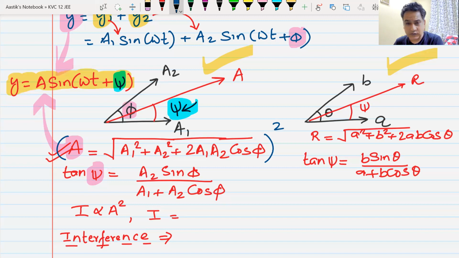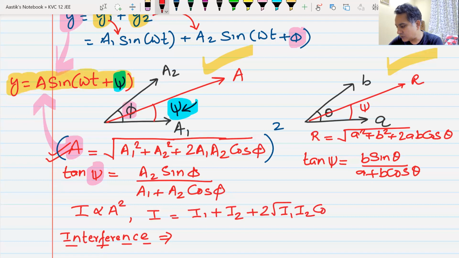If I square this equation, on the left hand side I get amplitude square, and amplitude square is I. So the formula for intensity becomes I equal to I1 plus I2 plus 2 times root over I1 I2 cos pi. Do we understand this? This is the resultant formula. This is the formula of the resultant intensity.